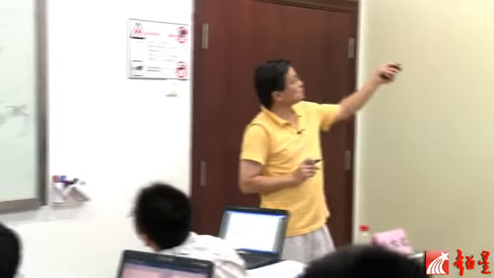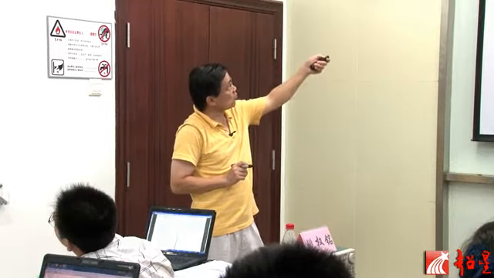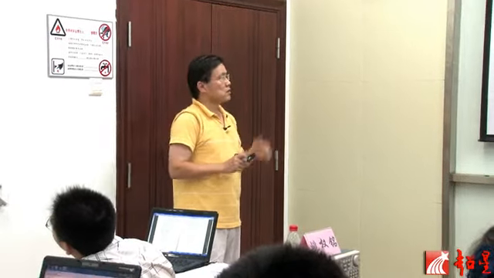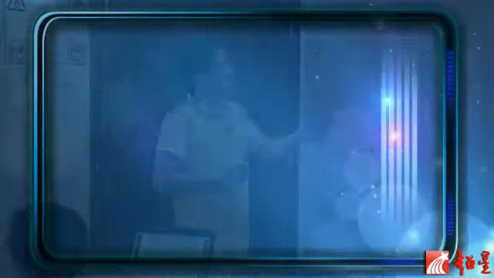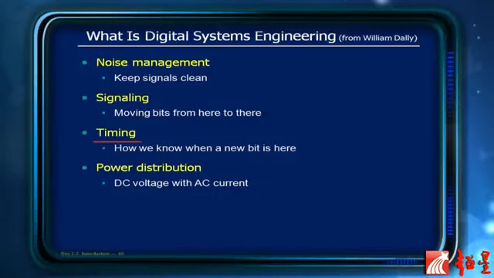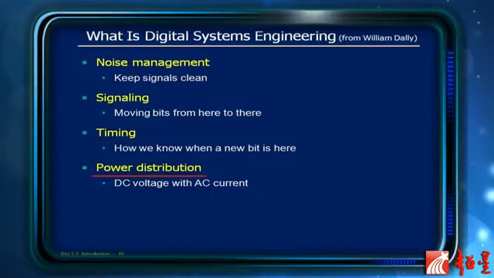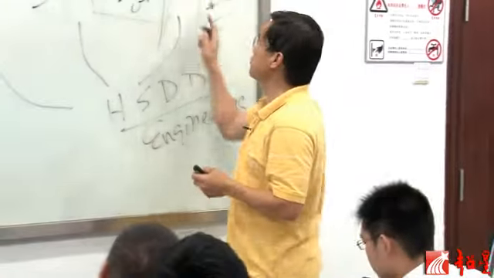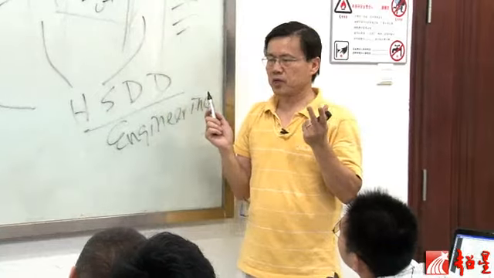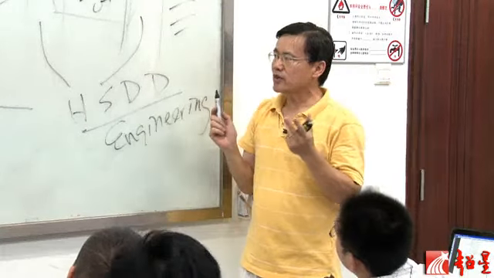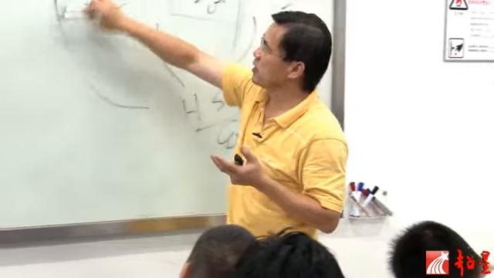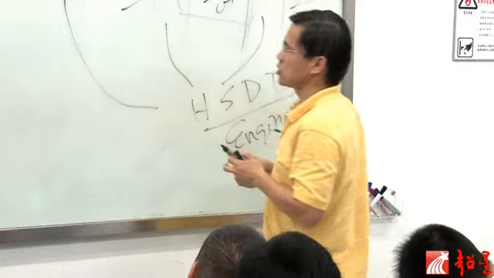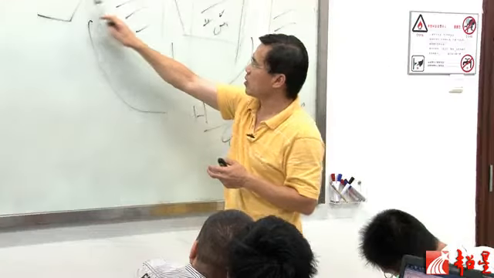So then we need to worry about noise. We need to worry about signal speed, signal transmission speed. We need to worry about timing. We also need to worry about power distribution. So when you have logic 1 and logic 0, you don't need power. The only power needed is to make transitions from logic 1 to logic 0 to logic 1. So this is where you need power.